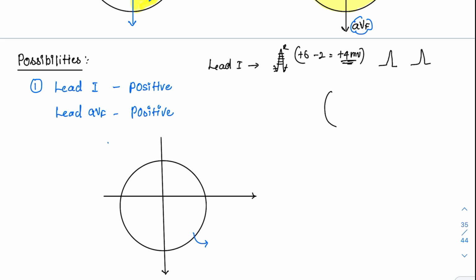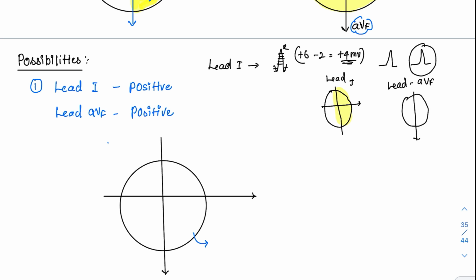According to our Venn diagram method, first I will tell you for lead 1 what I should do. For lead 1, which is in the positive direction, I should shade this area. Now coming to lead AVF, which in our example is also positive, what should I do? The lead is going like this, but our perpendicular is like this. What is the positive area? This is the positive area. Now compare these two diagrams and tell me which is the overlapping area. It's pretty simple. We have done this in mathematics also. So this region is our overlapping area.